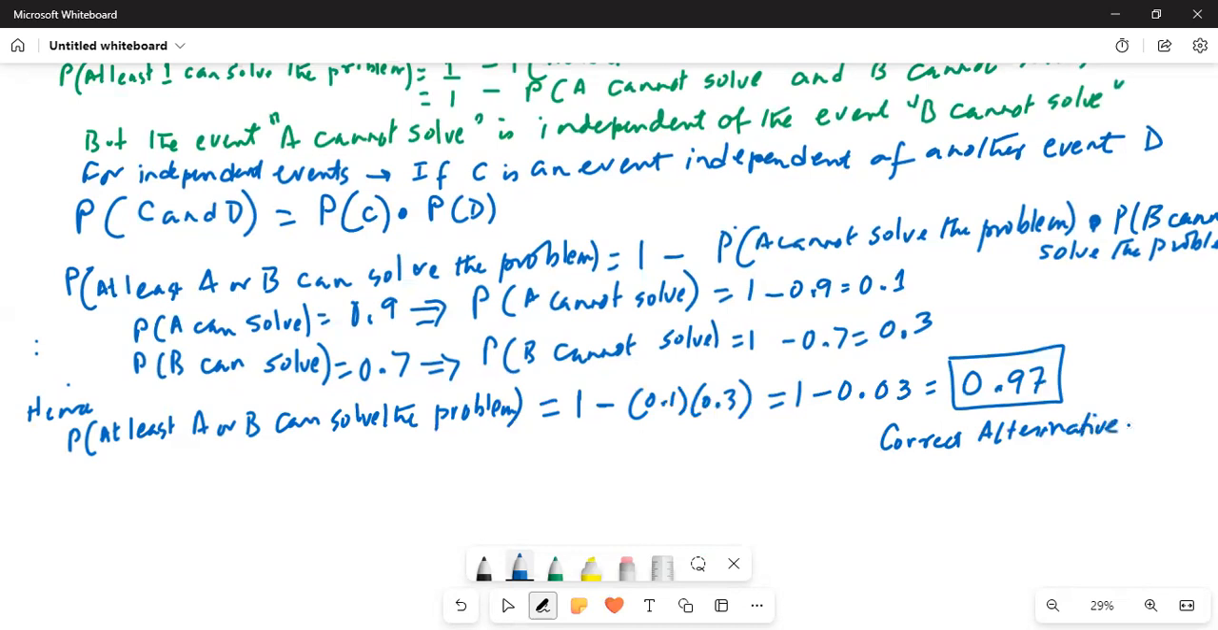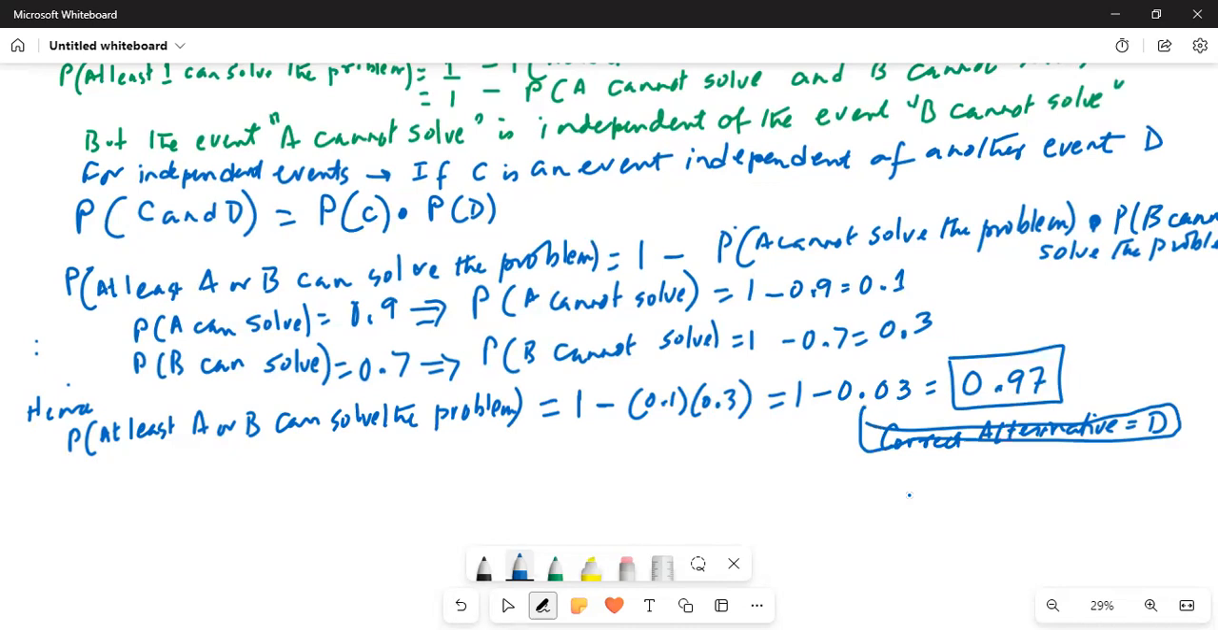Alternative is D. So here, just to give you a tip, first we used the law of complements. Probability of an event is 1 minus probability of the complement event. So probability of at least 1, meaning 1 and above, is 1 minus probability none of them can solve the problem. Then we used the probability law of independent events: if C and D are independent events, then probability of C and D is equal to probability of C times probability of D. Hence, the probability of at least A or B solving the problem is 1 minus probability A cannot solve the problem, multiplied by probability B cannot solve the problem.